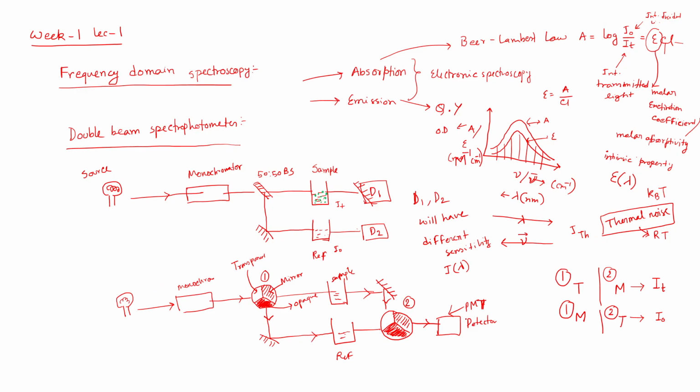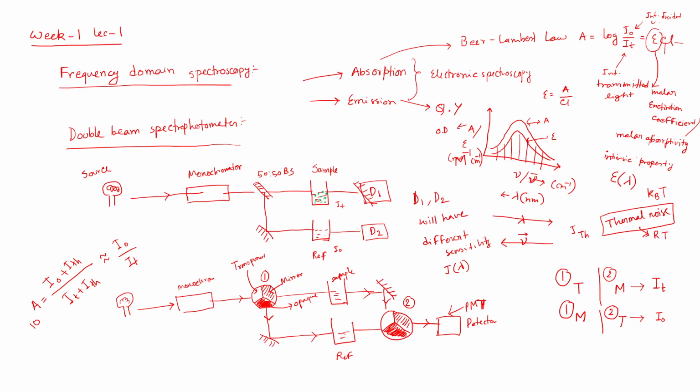Actually, what you are detecting here, as absorbance, is I transmitted plus I thermal. If the I thermal is less, then it is actually I0 by IT, meaning the logarithm of that, 10 to the power n. So it will be like this. But if I thermal is too much, then this problem will occur.